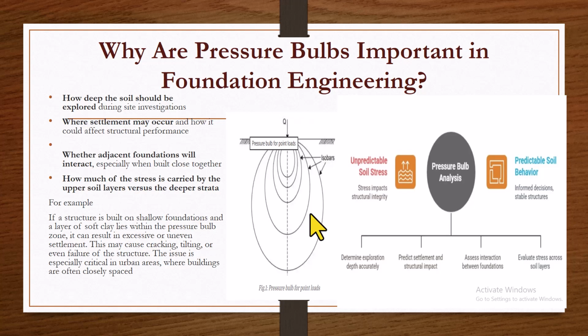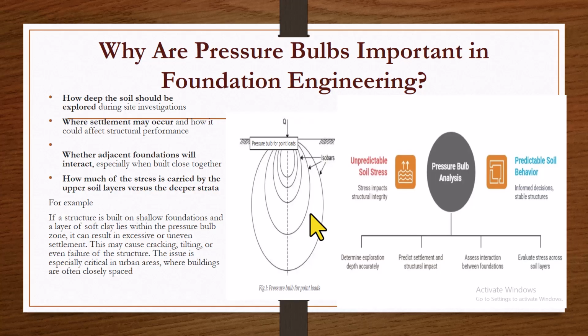So from your soil investigation, after you are giving the report, you look at the soil profile. From the pressure bulb, you now are able to know, okay, this is the zone of influence. These are the areas of soil that are going to have a significant effect. So you now look at it: is it a good soil? Is it going to settle more? If your zone of influence enters maybe a soft clay, you're going to have a settlement problem.